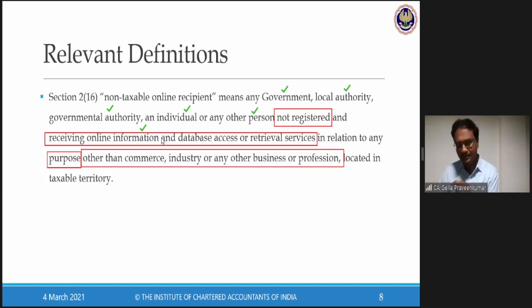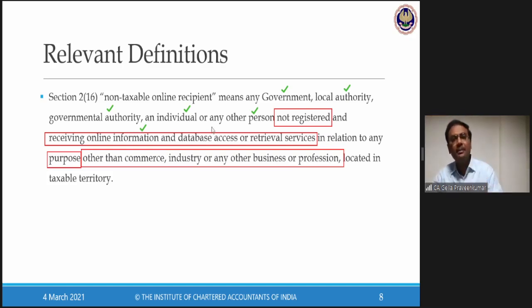So friends, in the examination, if they ask you what is a non-taxable online recipient, simple: a government, local authority, governmental authority, individual or any other person who is not registered and is receiving online information and database access or retrieval. Now, this is one simple logic. If you are doing that, the service provider has to charge, collect and pay the tax in India.